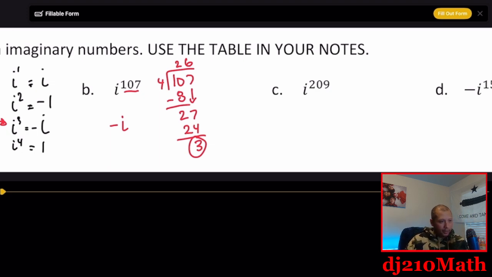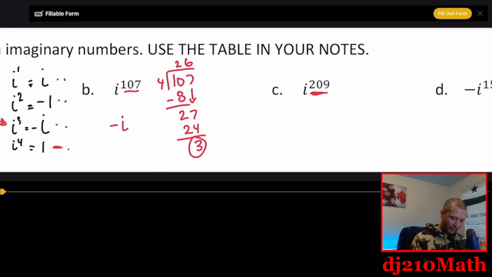So here's another way. It's 107. Well, I know that 100 is divisible by 4. So 100 is really down here, right? I to the 4th power is the same as I to 100. So if this is 100, 101, 2, 3, 4, 5, 6, 7. 107 puts us at -I.